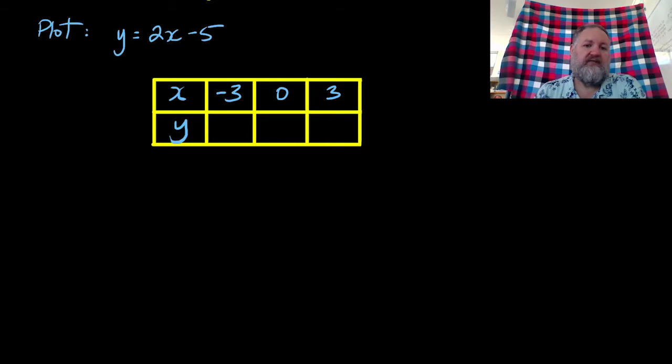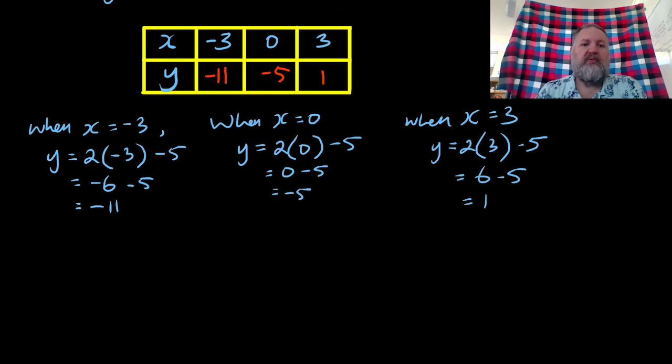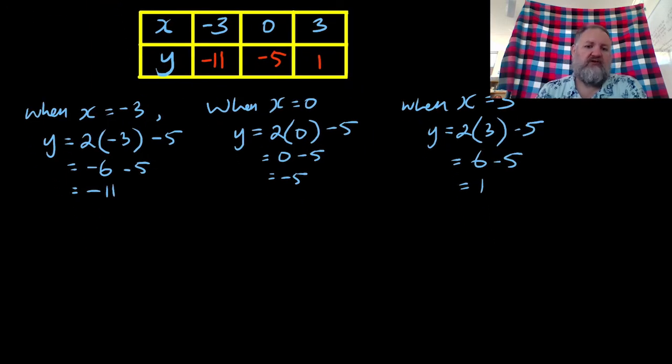Here, I've just picked some values. You would then substitute in your values of x into the equation and calculate what your values of y would be. So here, I know that I would be able to say that this one here would be negative 11. When x is equal to 0, it's negative 5. And when x is 3, it would be 1. Okay, once we have that, we have a set of points that we can then graph.